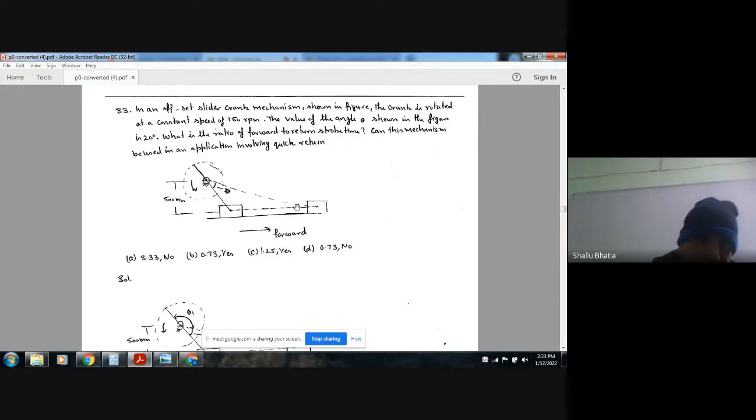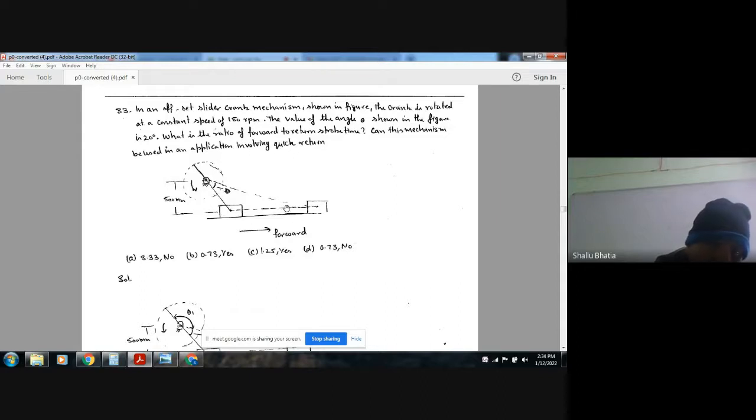So this is an offset slider crank mechanism. Here we can see this angle is theta. At this position it is going up in the forward direction, and this crank is along this line. When the crank rotates, it will rotate counterclockwise, so it will go forward.